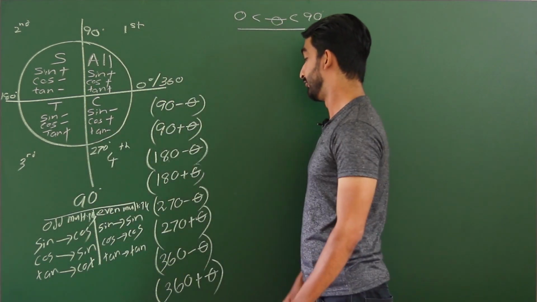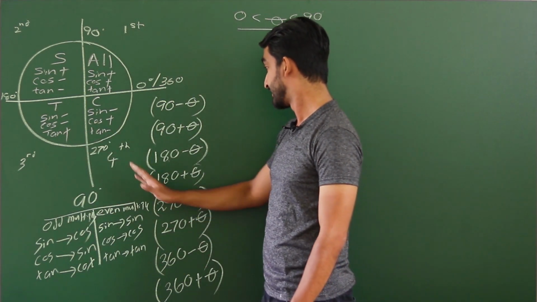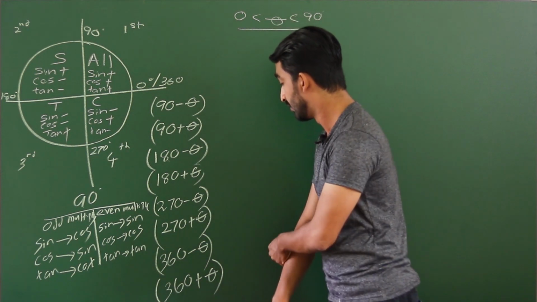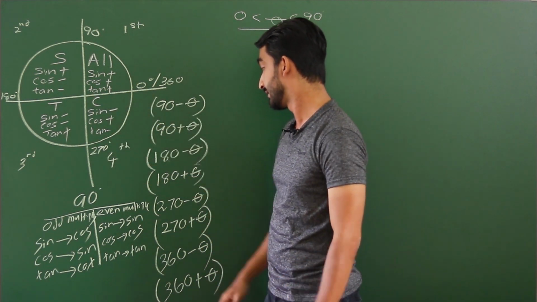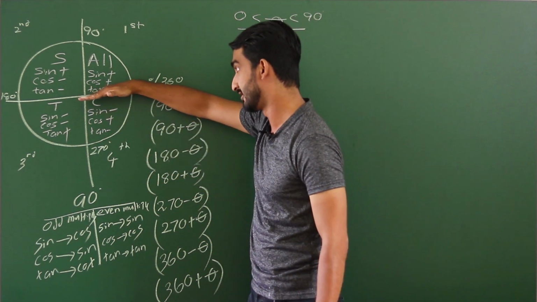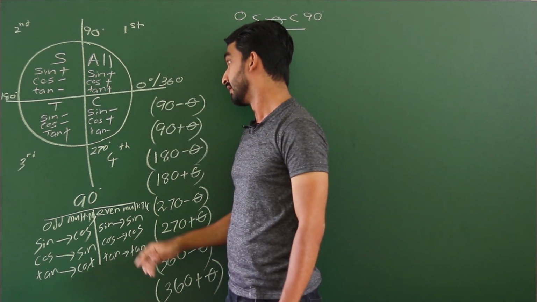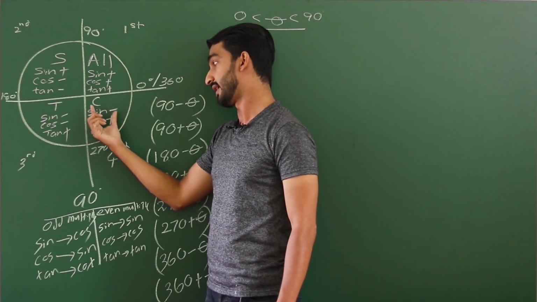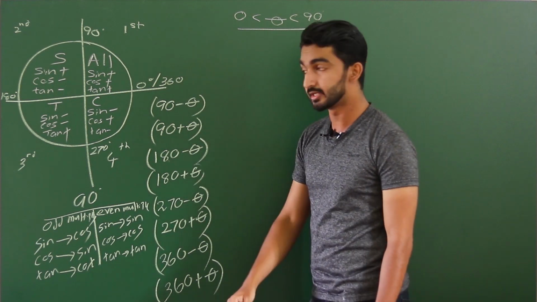So if you consider 270 plus theta or 360 minus theta or just minus theta, which goes straight away down, only the cos value will be positive and the other two trigonometry values will be negative.